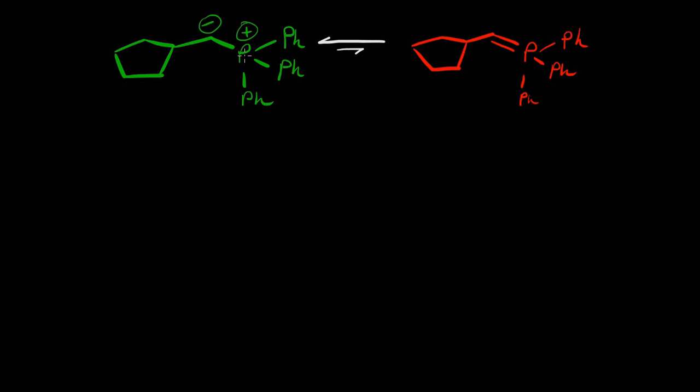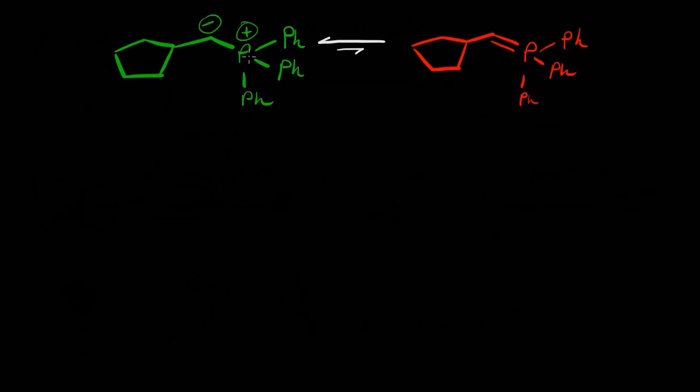our carbon and our phosphorus, you notice that the carbon has an octet because it has three bonds: one of them is carbon, another one is phosphorus, and the last one is hydrogen. And then it has that lone pair that makes it an anion. And so it does follow its octet rule.